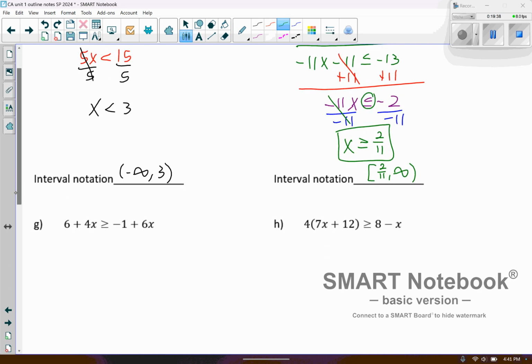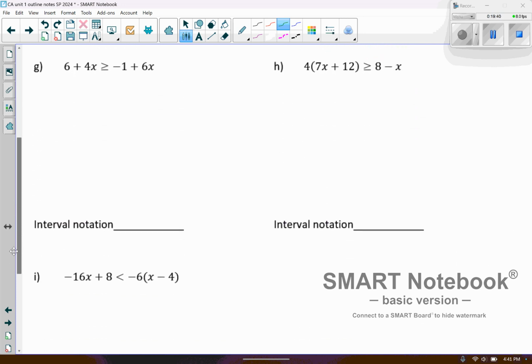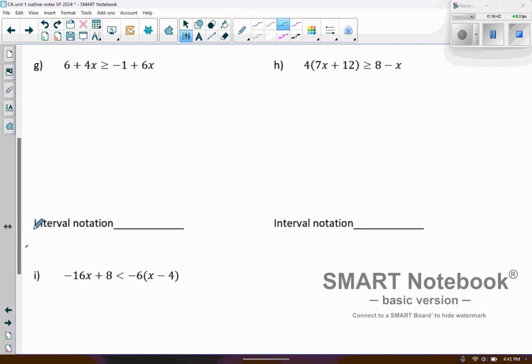All right, so moving on. More of the same here. So let's see, what do we want to do here? This time, you know what? I'll subtract 4x from both sides. I could subtract 6x from both sides if I want, but I'm going to go ahead and do it this way. And so that cancels out, and then I'm left with 6 is greater than or equal to -1.